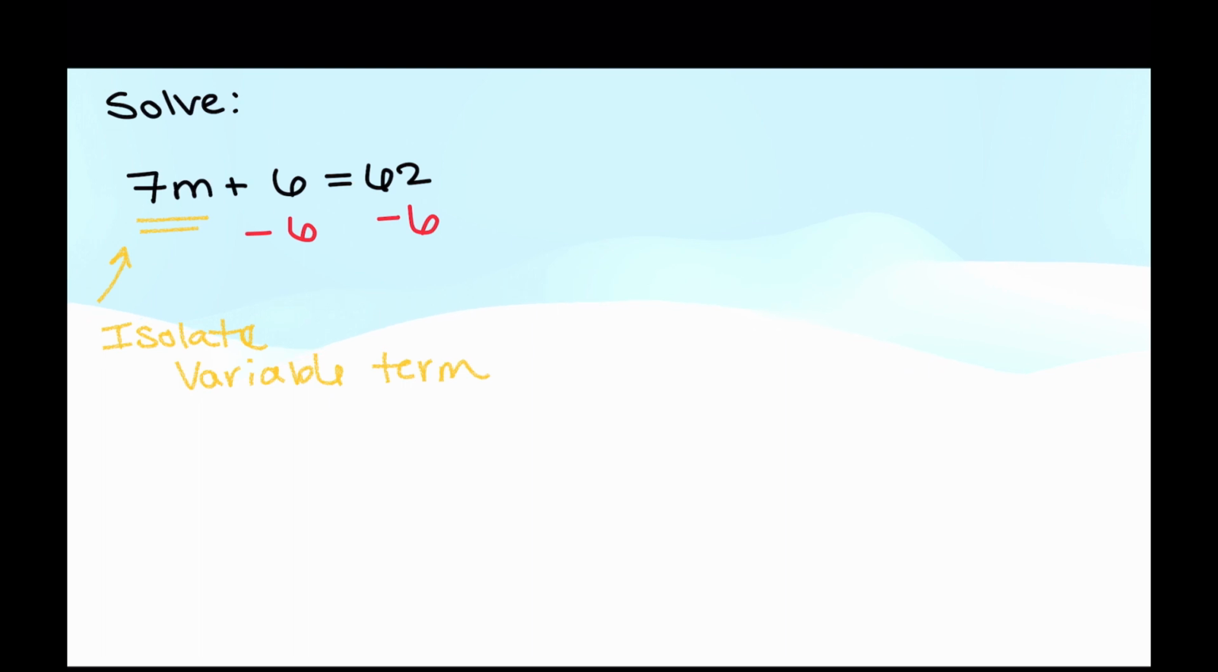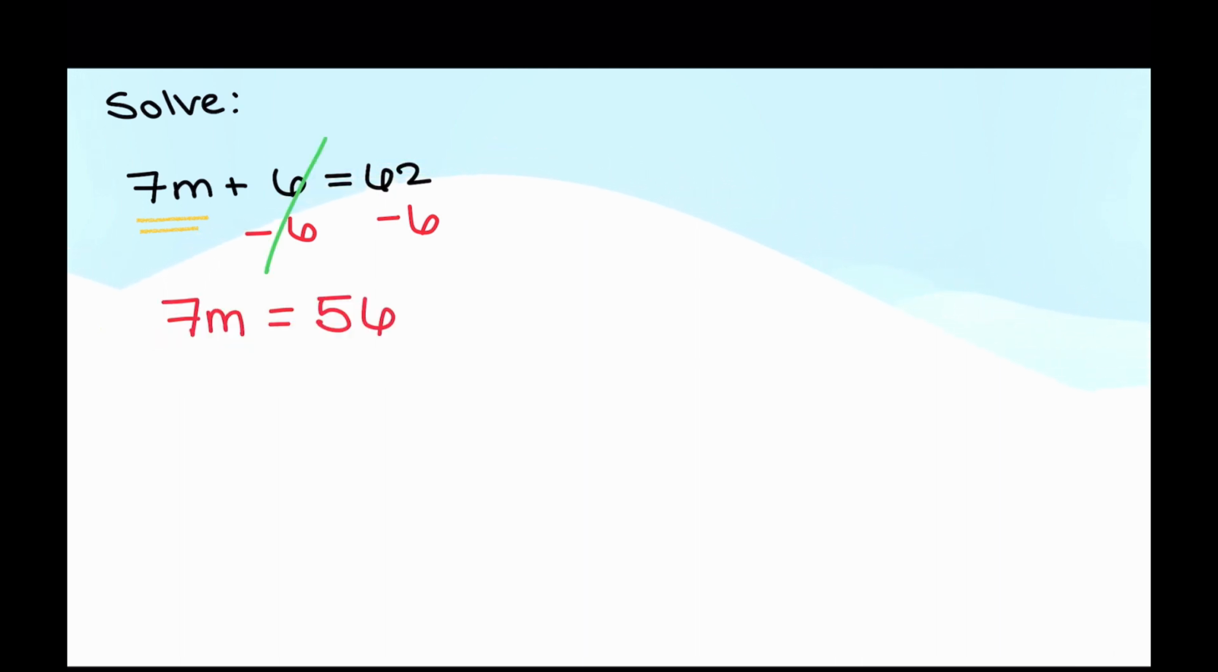To get rid of the plus 6, we do the opposite. That would be subtracting 6 from both sides. So if I subtract 6 from both sides, now I'm left with 7m equals, and 62 minus 6 gives me 56.